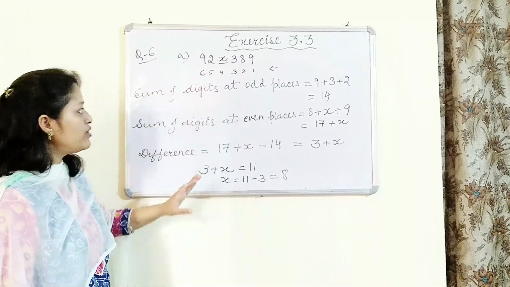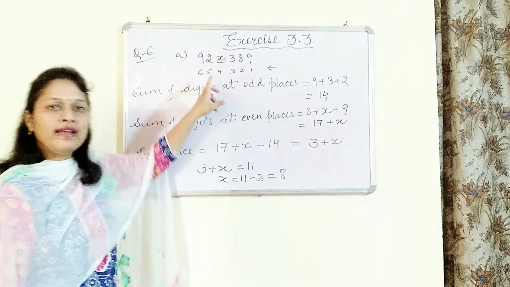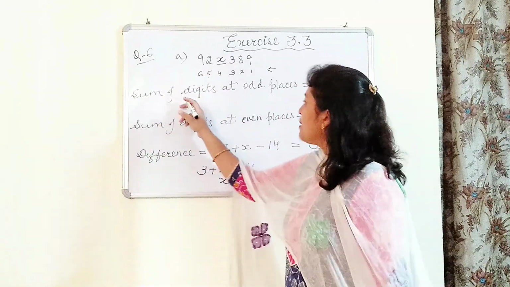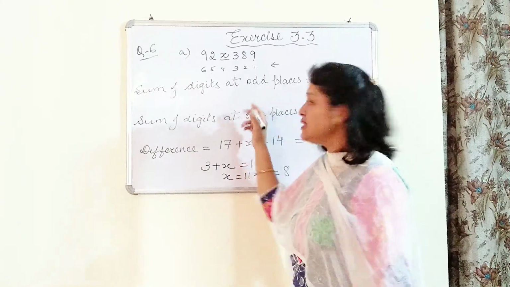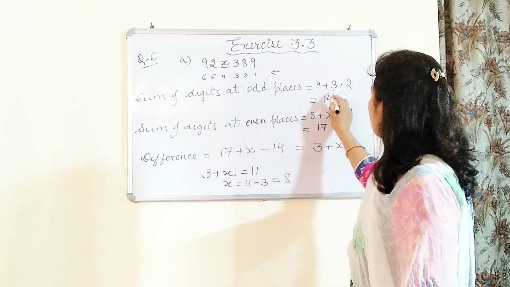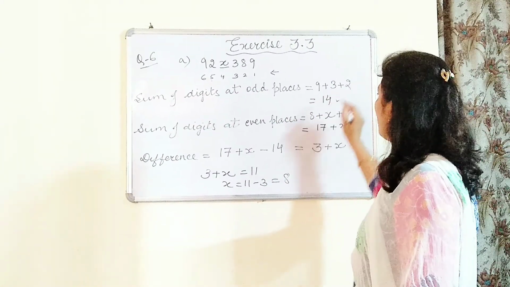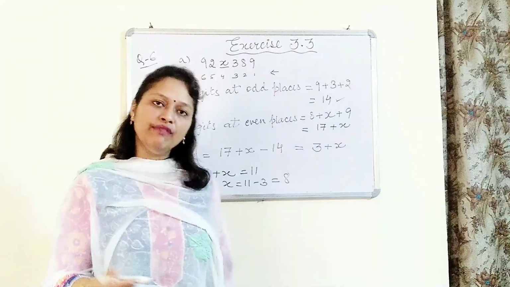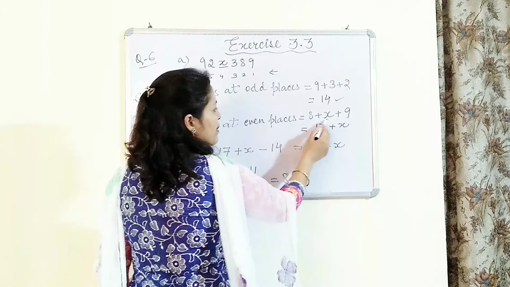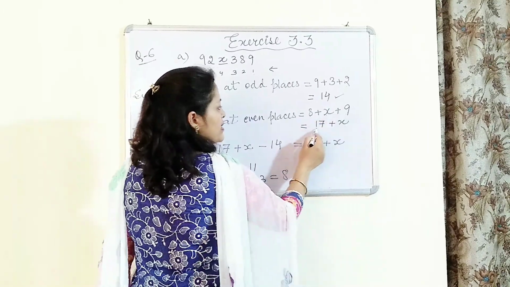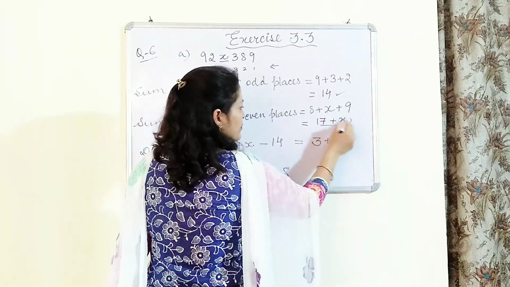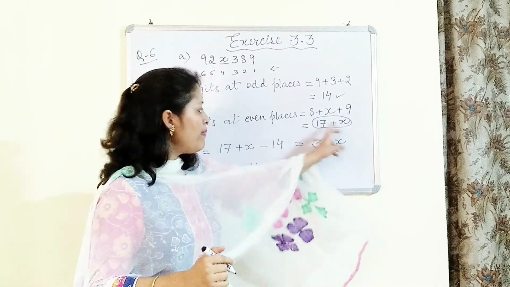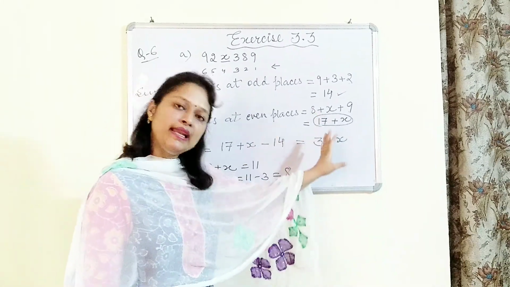I will repeat one more time. First of all, let us assume the digit to be x. Then find the sum of digits at odd places. You will get 9 plus 3 plus 2 is equal to 14. Then you have to find the sum of digits at even places. 8 plus x plus 9, 17 plus x. I told you earlier also, you cannot add an alphabet to a number. So it will remain like it is.